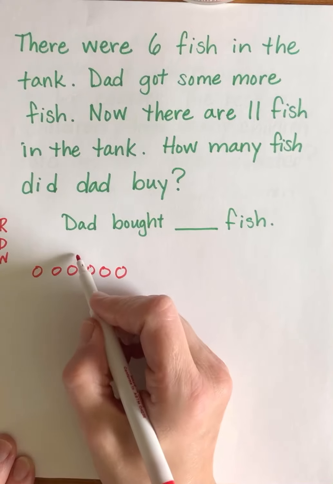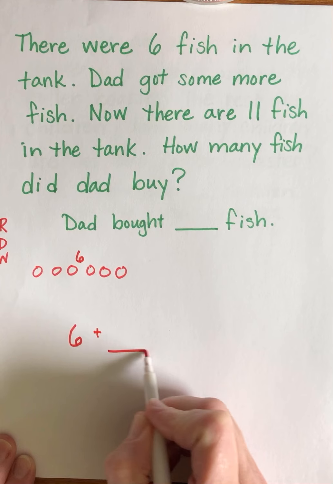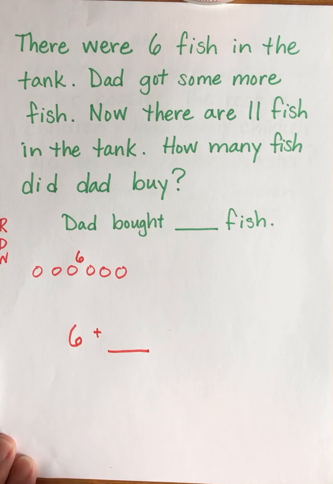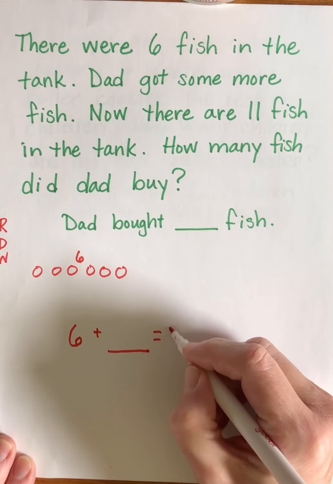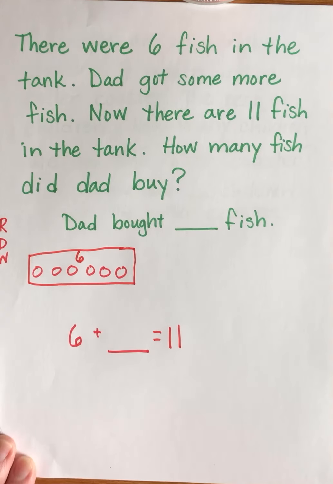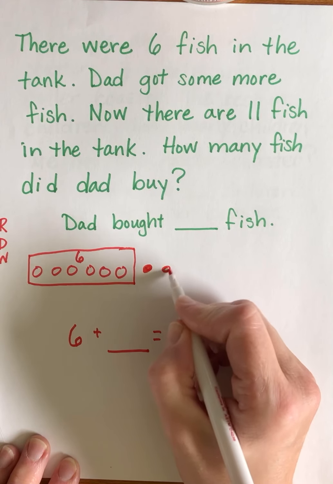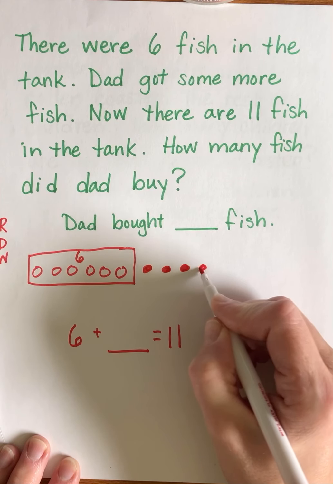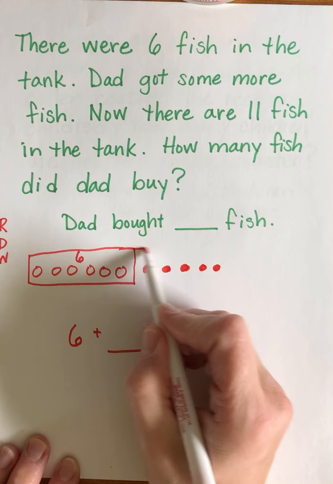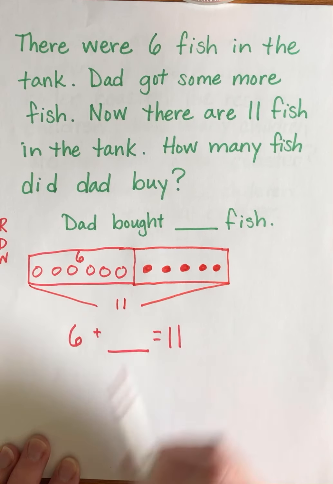All right, so I know that one of the parts is 6. I do not know the other part. That's the part that Dad bought. But I do know the whole. The whole is 11. So 6 is the part I know. Okay, what I'm going to do is start on 6, count up and draw more, and stop when I get to 11. 6, 7, 8, 9, 10, 11. So this is the missing part. There's 11 in the whole.